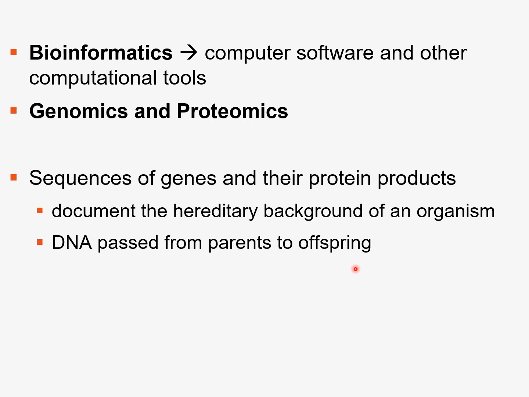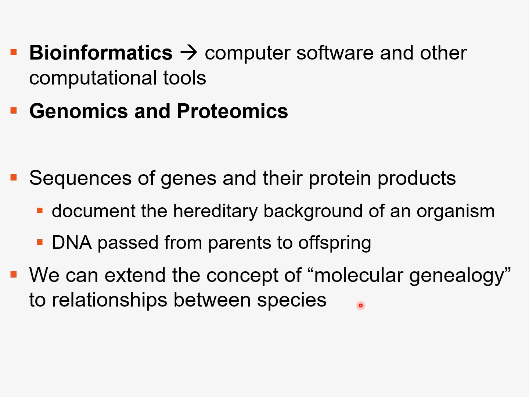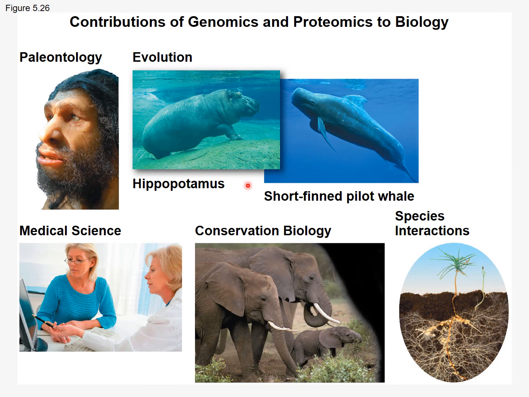So the sequences of the genes and their protein products can be used to document the genetic relationships of organisms, the hereditary background of a particular species, like creating a pedigree. And then you can determine how DNA is passed from the parents to the offspring. We can extend this concept of molecular genealogy to relationships between species. We can determine how species have changed over time, or study evolution.